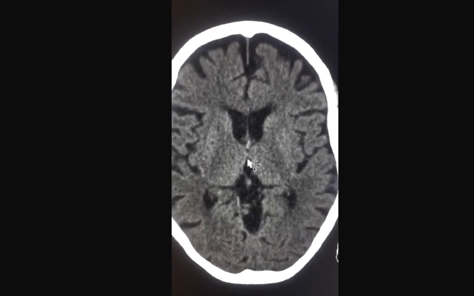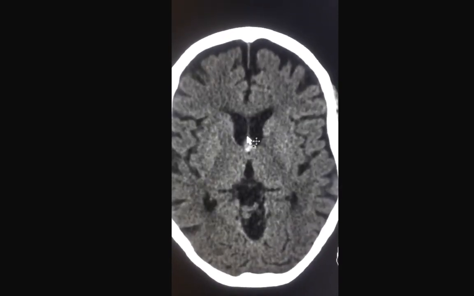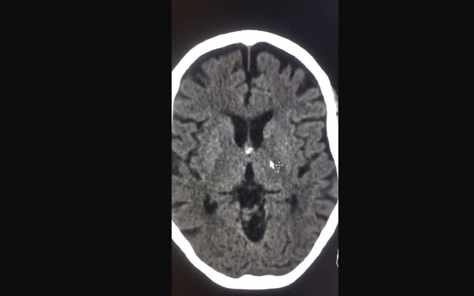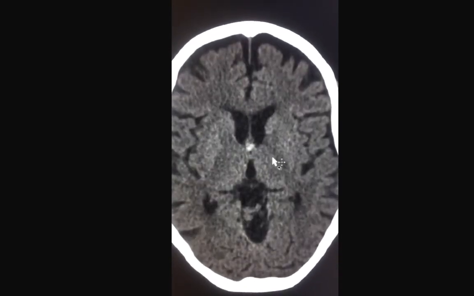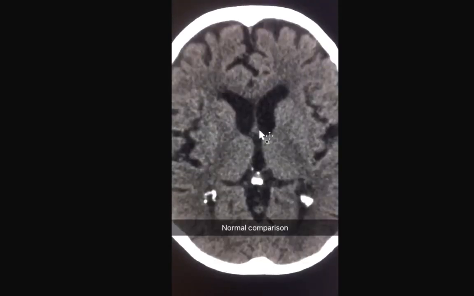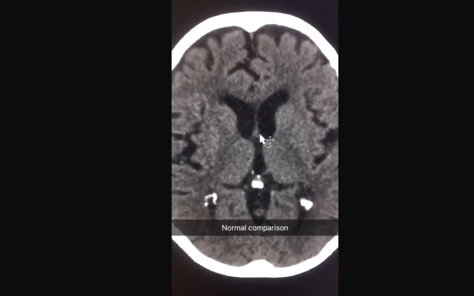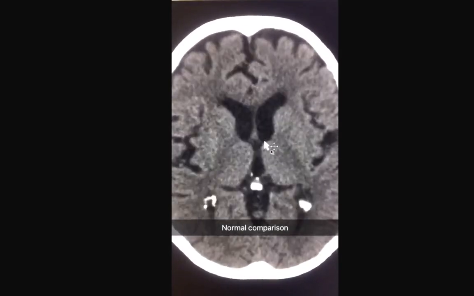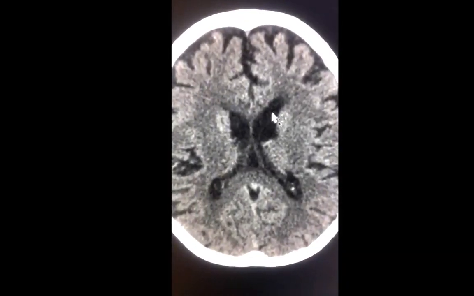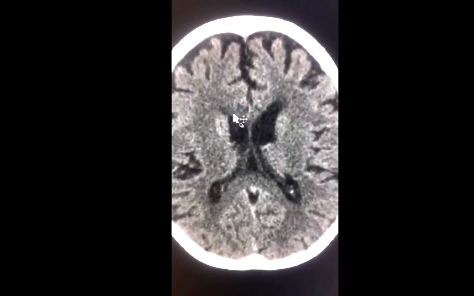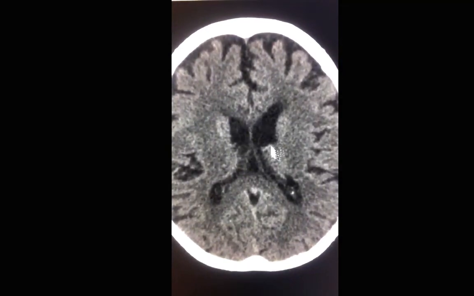The reason I'm showing this case is to concentrate on this abnormality here. Let's talk a little bit about some anatomical considerations before we proceed. Let's look at another normal patient. We learned that CSF spaces are very dark on a CT scan of the brain. We also know that this is the ventricular system, and this part of the ventricle is called the lateral ventricle that you see on each side.